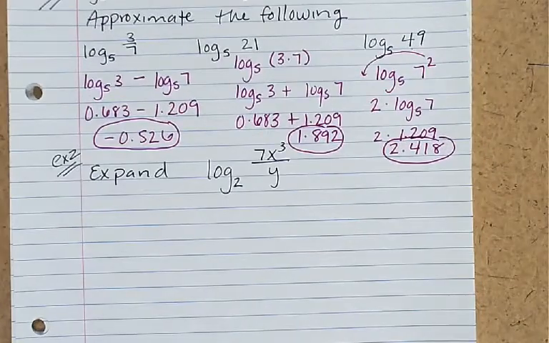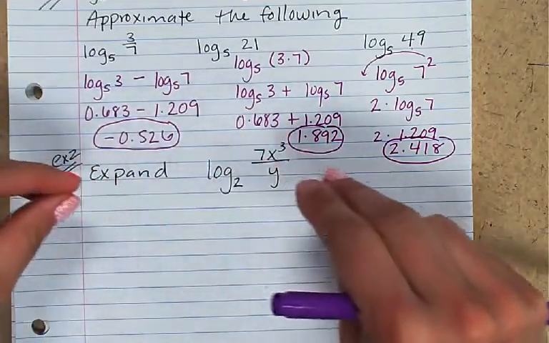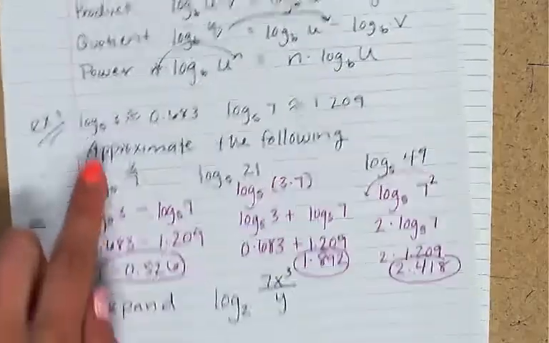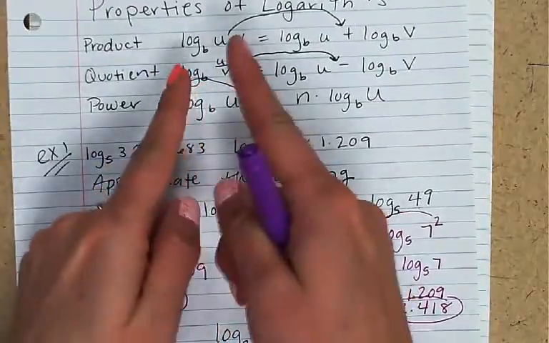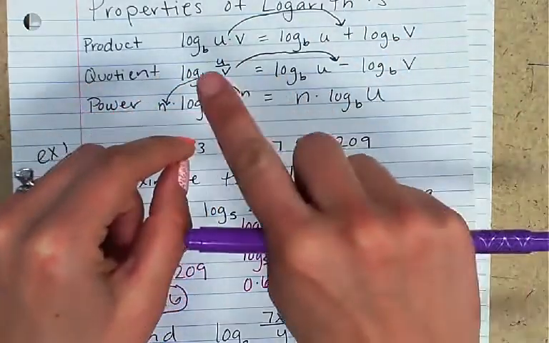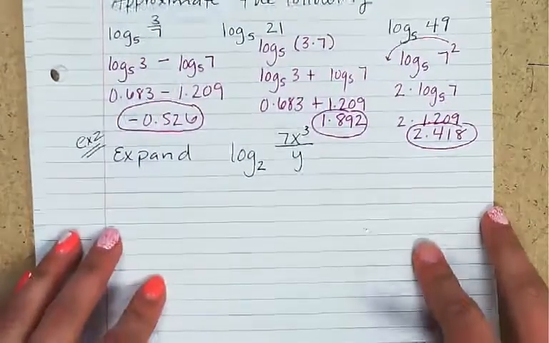Okay, so example 2 asks us to expand log base 2 of 7x cubed divided by y. When it asks you to expand, that means we want to stretch this out into the longest equation that we can. So we're going to use these properties here, because these are condensed, and splitting multiplication to addition and division to subtraction stretches it out. So that's what we're going to do.